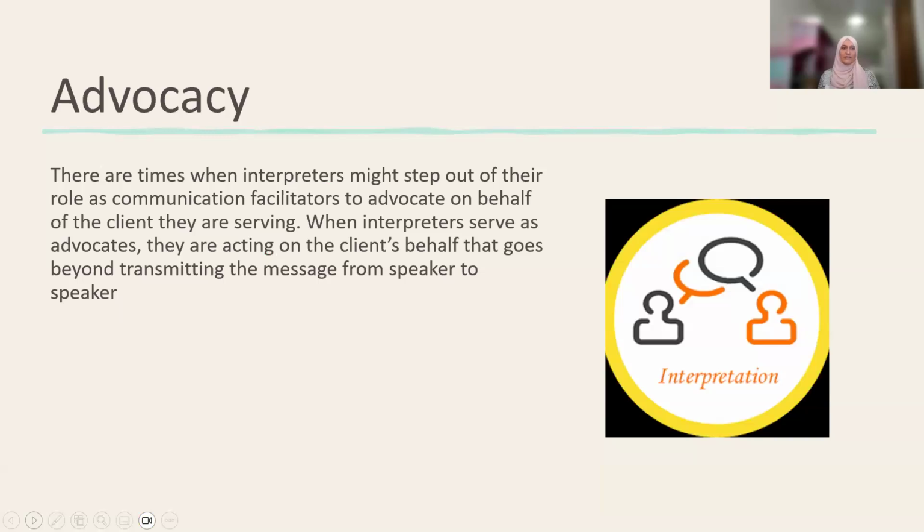The last one is advocacy. There are times when interpreters might step out of their role as communication facilitators to advocate on behalf of the client. And when they act on behalf of the client, they go beyond transmitting the message. There are certain times when they need to do this.